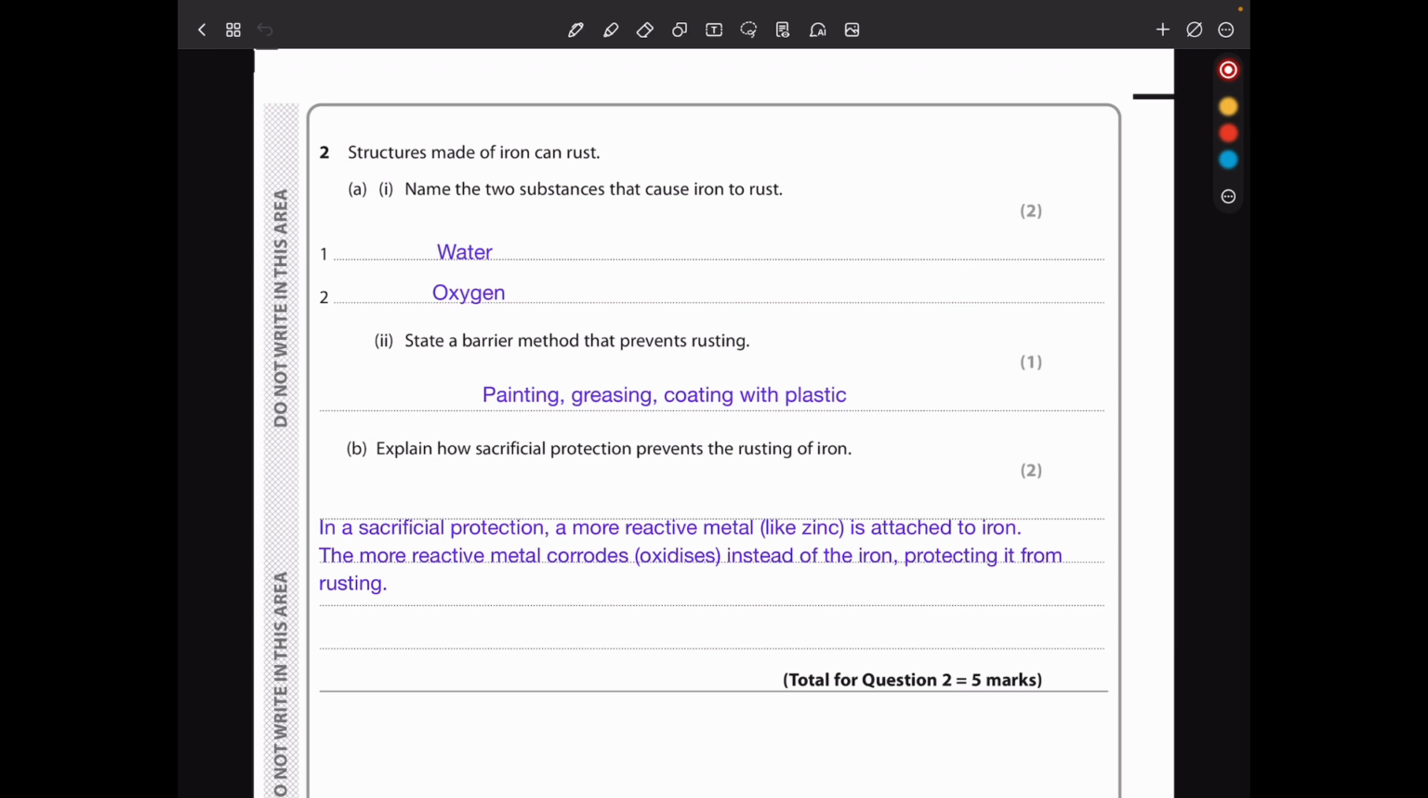In part B, explain how sacrificial protection prevents the rusting of iron. This works by coating the iron with a more reactive metal. This metal will form an oxide, and the oxide makes a coating on the surface. So I said in sacrificial protection, a more reactive metal, for example zinc, is attached to the iron. The more reactive metal corrodes, oxidizes, instead of the iron, protecting it from rusting.